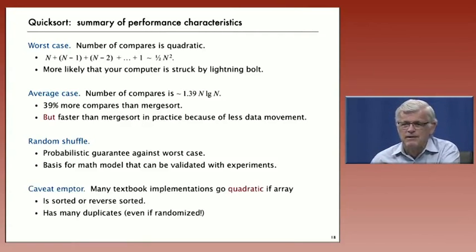Now there are some things that you have to watch out for with quicksort because the implementation is a bit fragile and it's easy to make mistakes, and you'll find textbook implementations or implementations out on the web that wind up running in quadratic time in certain situations. You have to be a little bit careful of that, and even if everything is randomized, if there's lots of duplicates and the implementation's not done quite right, the quicksort might take quadratic time.